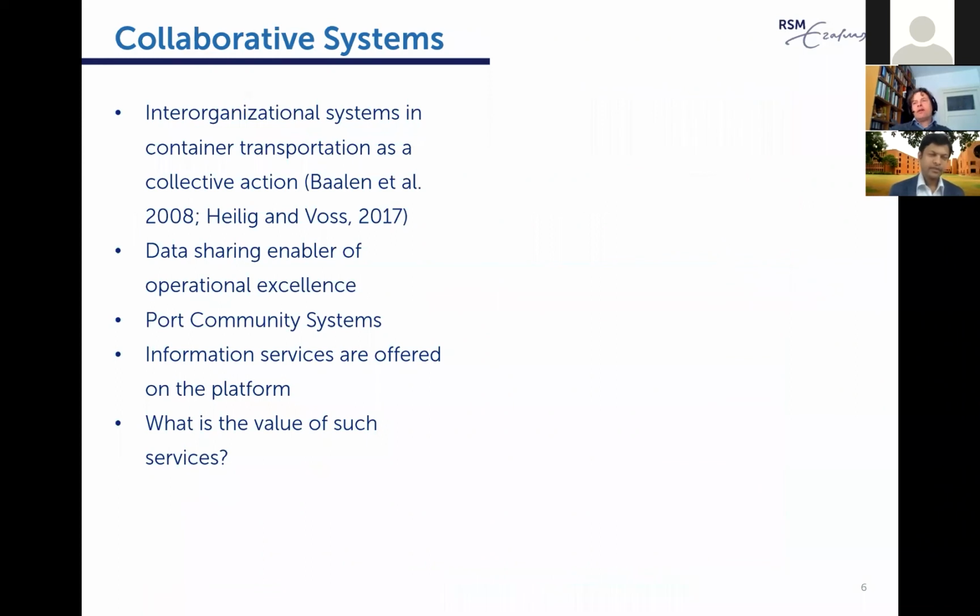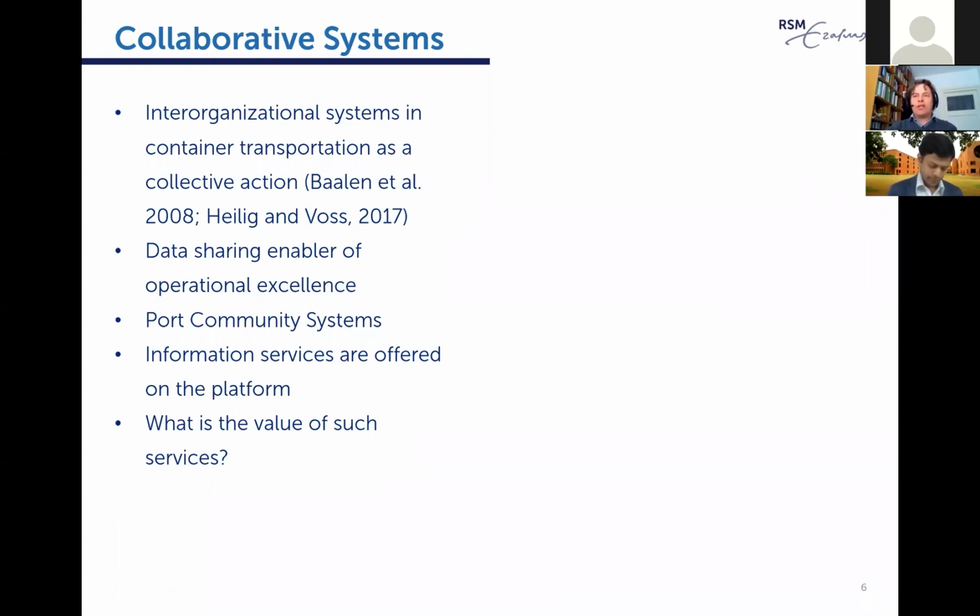The way that information systems come into play, as you can imagine, is that these consecutive steps in the container chain need to be coordinated, and that requires exchange of information. This started off as what we might call collaborative systems. The whole idea is that interorganizational systems are systems that support companies to share their data. And this started off as what we call a collective action. So multiple companies think, look, we will all benefit from sharing information. How are we going to organize that? Well, that sounds like a collaborative approach, right?